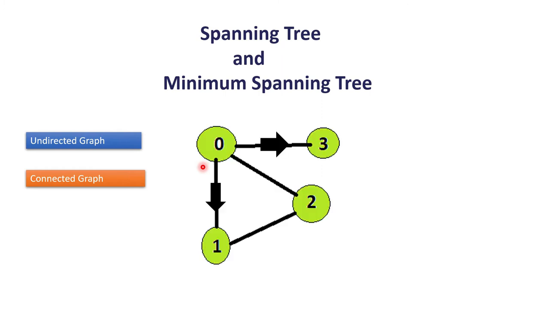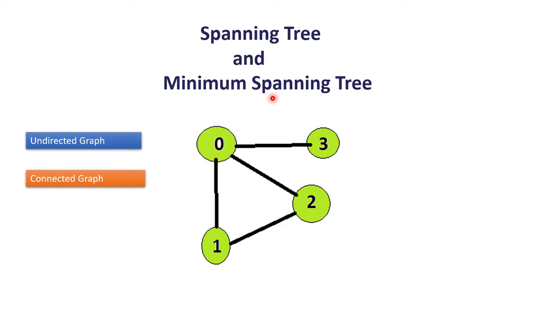Here, if you see, I have taken one example of a graph where directions are present, from 0 to 3 there is a direction, and from 0 to 1 one direction is present. But an undirected graph means there should not be any directions, meaning from 0 to 3 and 3 to 0 a bidirectional connection should be there, no direction should be present. Then only it is known as an undirected graph.